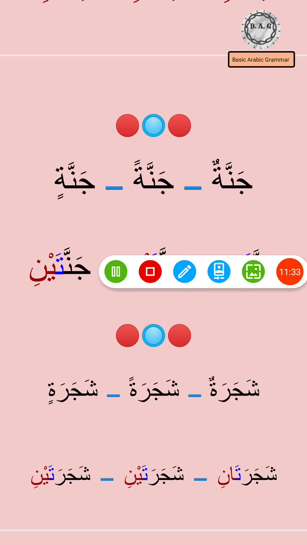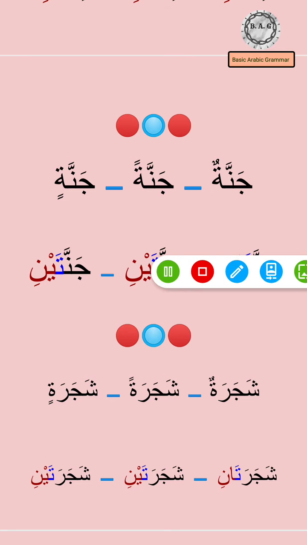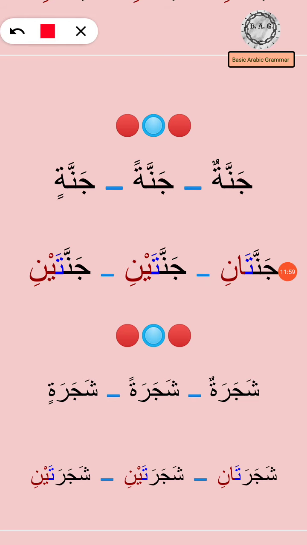Next example. Jannatun. Once again, we can see the round ta. And what do we know? Whenever we see a round ta, what do we do with it? We replace it with a regular ta that carries a fatha, and then this ani gets added as a suffix. So one garden is jannatun, jannatan, jannatin, and two gardens will be jannatani, jannataini, jannataini.